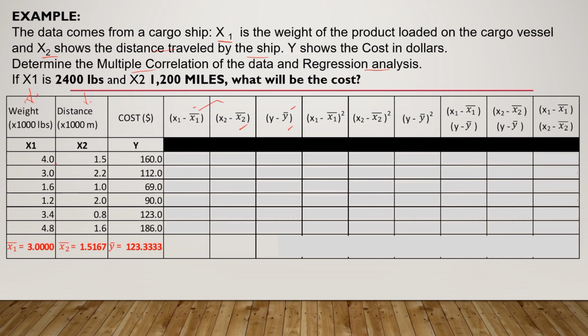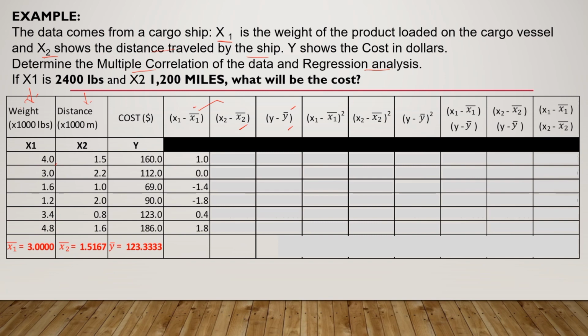To solve for x sub 1 minus x sub 1 bar, let's just consider the first column. 4 minus the average 3 is equal to 1. Then 3 minus 3 is 0. 1.6 minus 3 is negative 1.4. 1.2 minus 3 is negative 1.8. 3.4 minus 3 is 0.4. Then 4.8 minus 3 is 1.8.